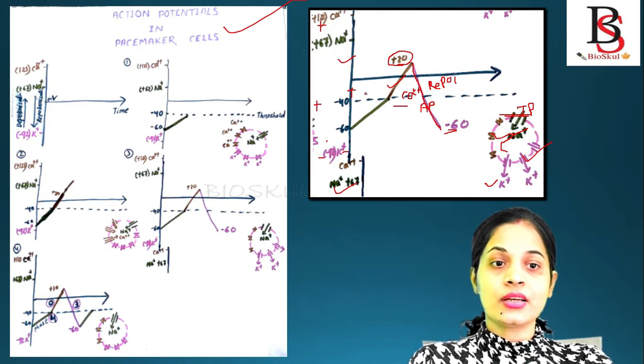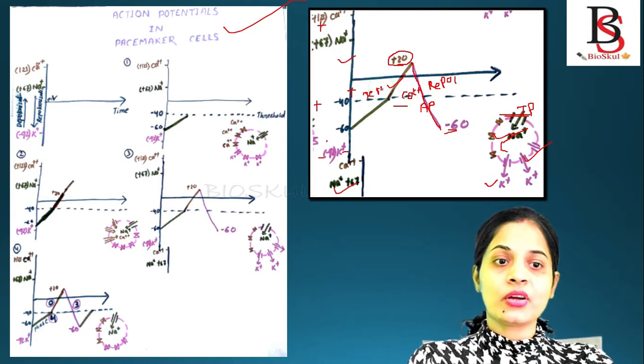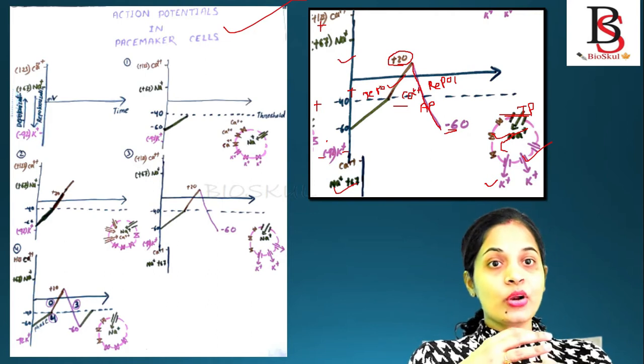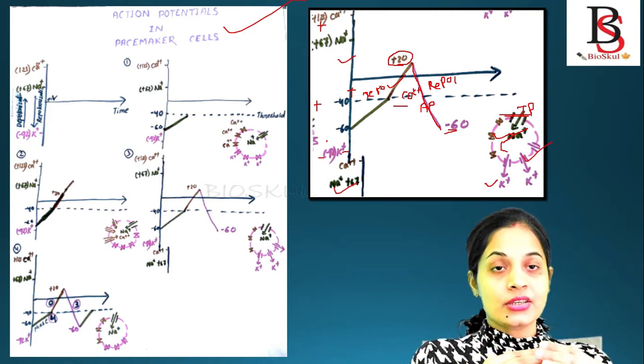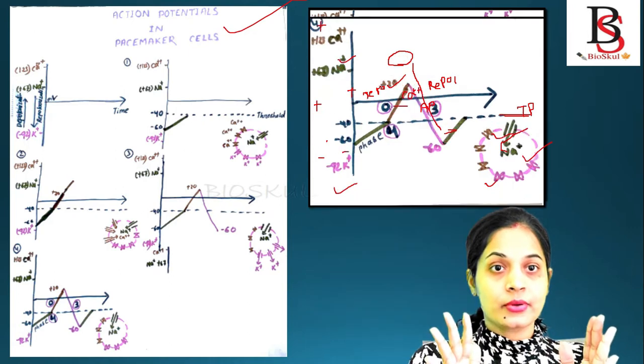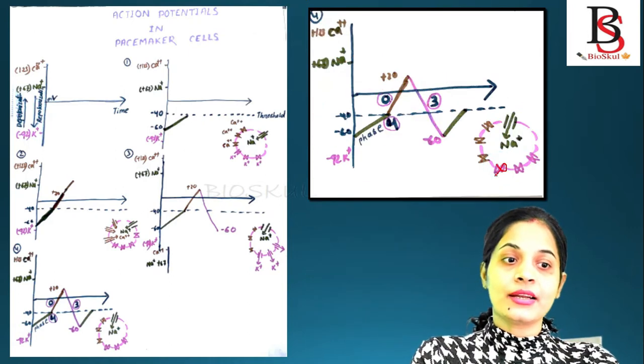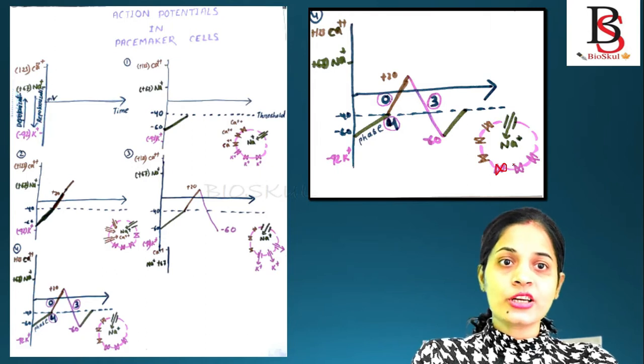Repolarization. This one, as it moves from minus to plus, is called depolarization. So in the pacemaker cell, you will find only depolarization and repolarization. There is no resting phase. At last, the potassium channel will also get closed because that is also a voltage gated channel.